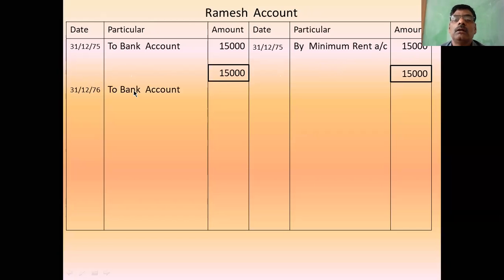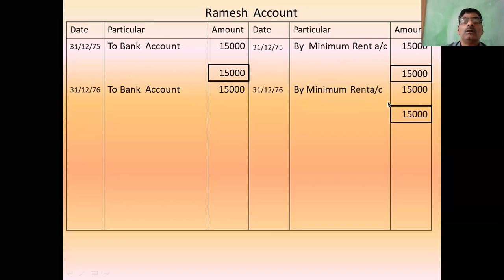Second year, date to bank, payment column 15,000, by minimum rent 15,000. This minimum rent is nothing but a total of royalty plus short working. It is 15,000. Okay, 15,000 is the total. First 2 years completed. Third year is royalty account debtor, sorry, to bank account.